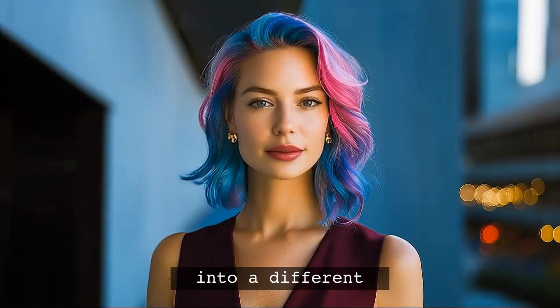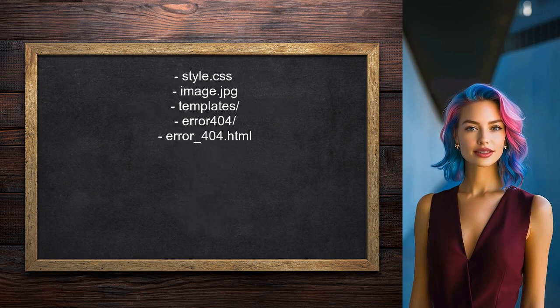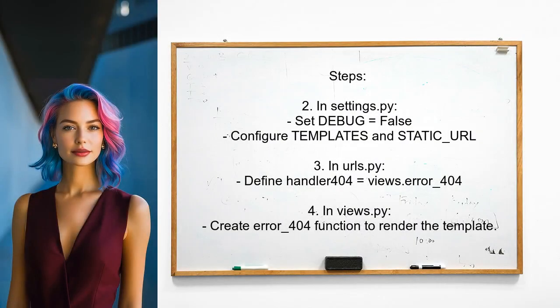Now, let's dive into a different answer from another user. An alternative solution provided by a user involves setting up a custom 404 error page with static files while keeping debug mode on. They suggest creating a specific directory structure for your Django project, including an error404.html template and the necessary static files. In the settings.py file, set debug to false and configure the templates and static URL. In urls.py, define the handler 404 to point to your custom view. Finally, in views.py, create a function to render the error404 template.